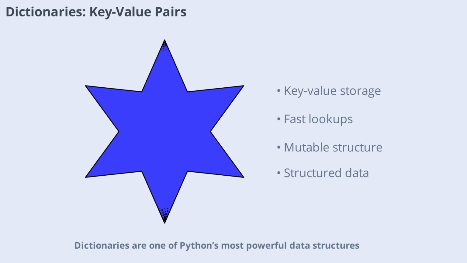Dictionaries are one of Python's most powerful data structures. They store data as key-value pairs, allowing you to quickly look up values based on a unique key. Dictionaries are created using curly braces like myDict = {'name': 'Alice', 'age': 25}. They're mutable so you can add, remove, or update key-value pairs as needed. Dictionaries are perfect for storing structured data, such as user profiles or configuration settings.